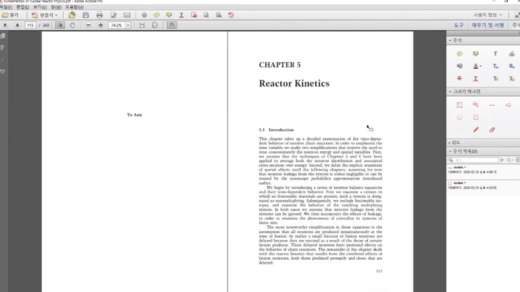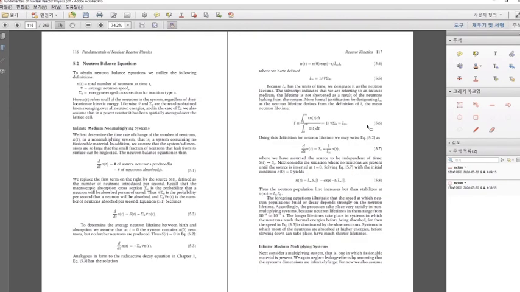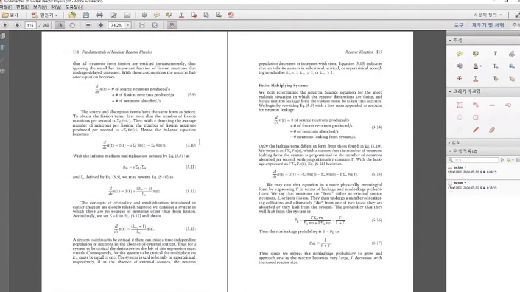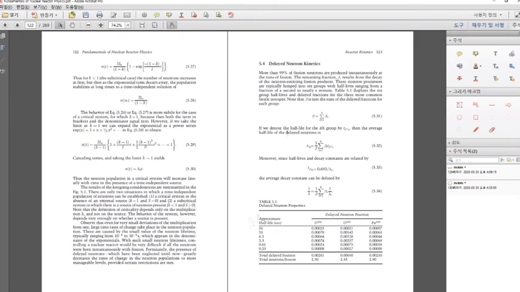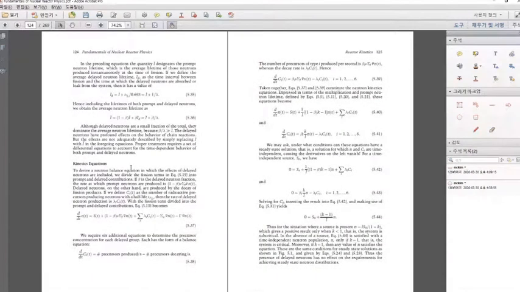So chapter 5 was about reactor kinetics. First we derived the equation for prompt neutrons, and then also started to consider delayed neutrons. With consideration of delayed neutrons, we developed kinetic equations.